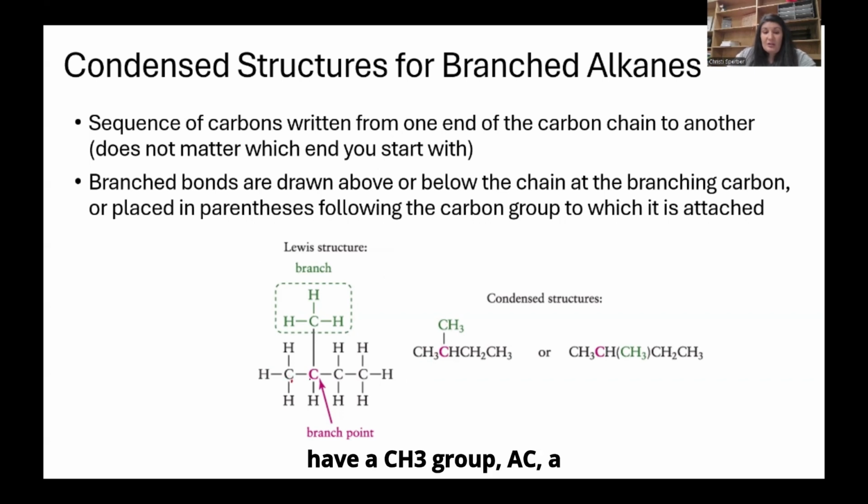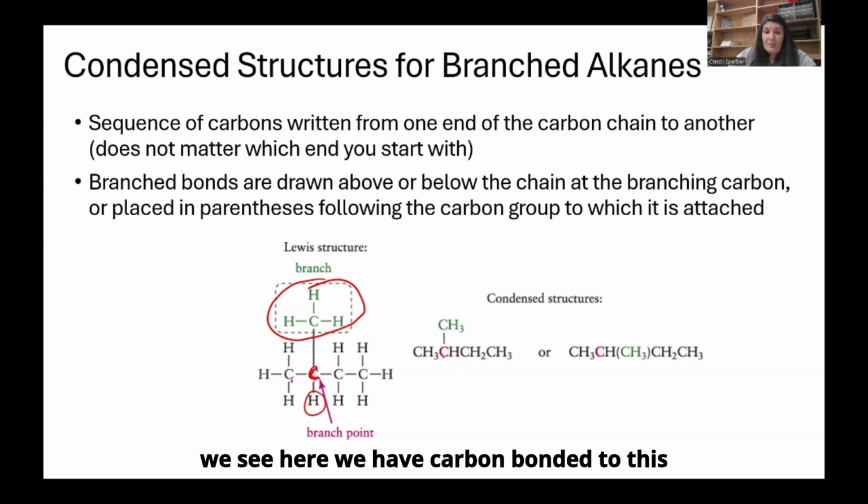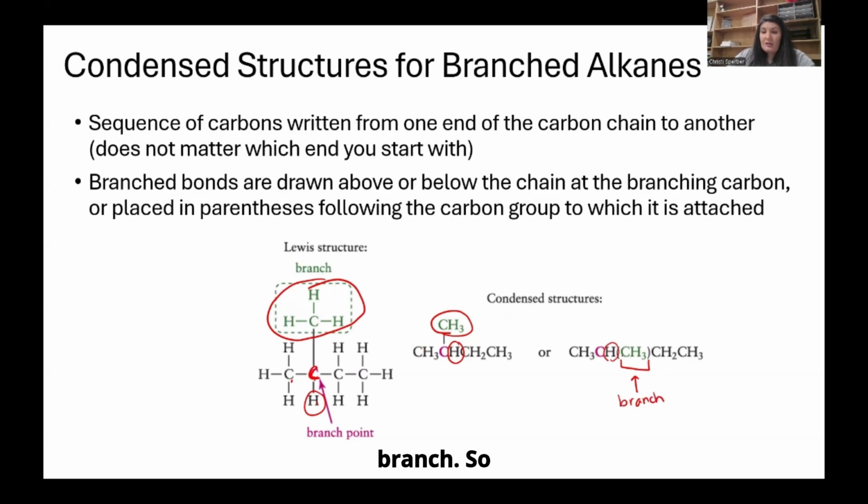We see we have a CH3 group, a carbon bonded to a hydrogen, and this alkyl branch group, so the CH3 group. We see here we have carbon bonded to this hydrogen and this CH3 group. So there's 2 different ways to write it. You can write it as a branch, so coming off the actual condensed structure, or you can write it as the carbon is bonded to the hydrogen, and then these parentheses mean that it's the branch. So the carbon is bonded to a hydrogen and a CH3 branch, and then this is the rest of the molecule.